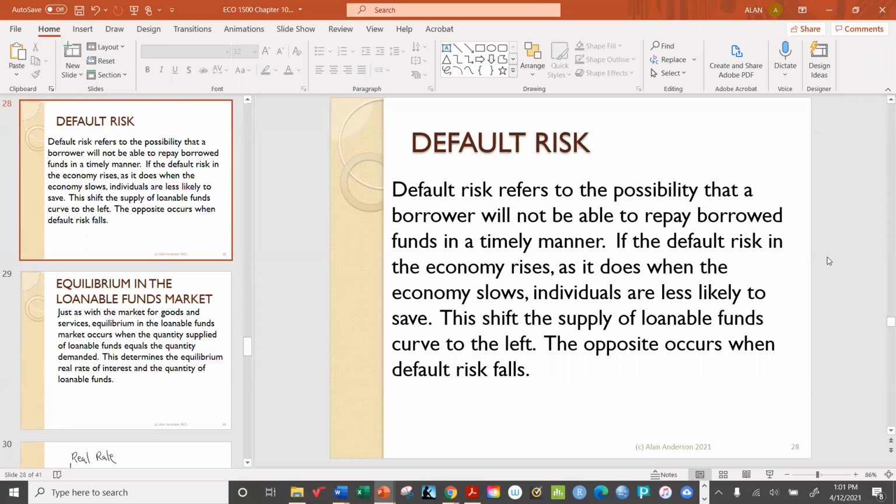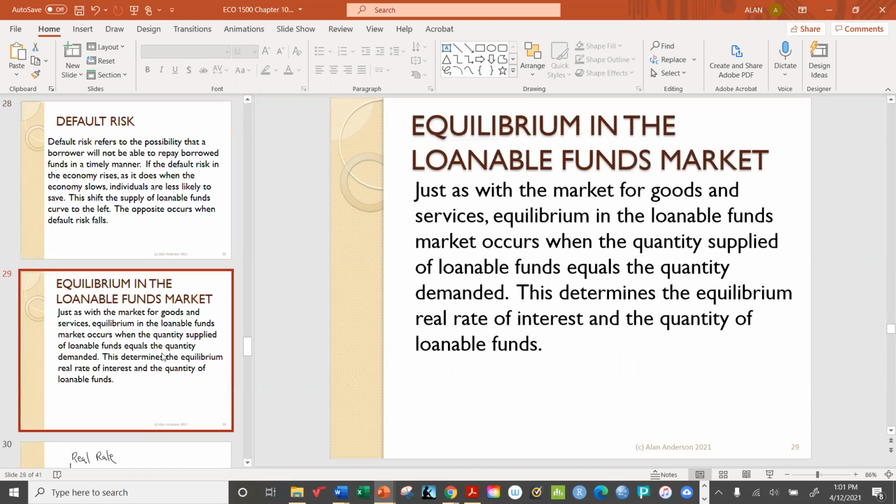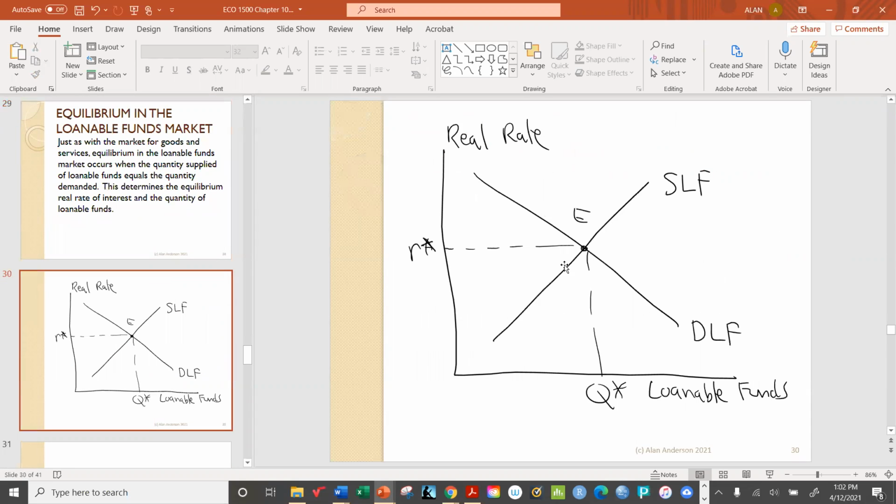So now finally, we get to bring all these curves together and see how they really work. We're going to define equilibrium in the loanable funds market. Just like any other market you've ever seen, we're going to bring together the supply and demand curves and see how they determine jointly the equilibrium rate of interest in the economy, as well as the quantity of loanable funds. All right, so this is what it looks like.